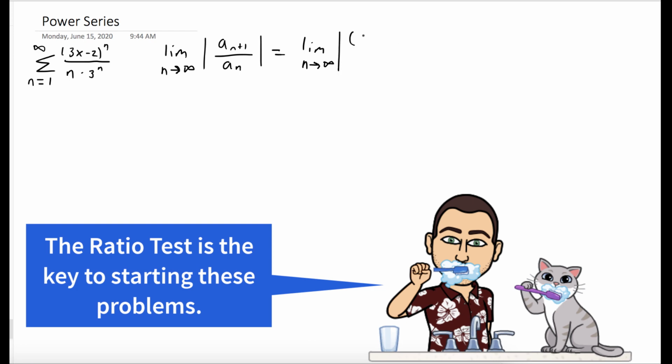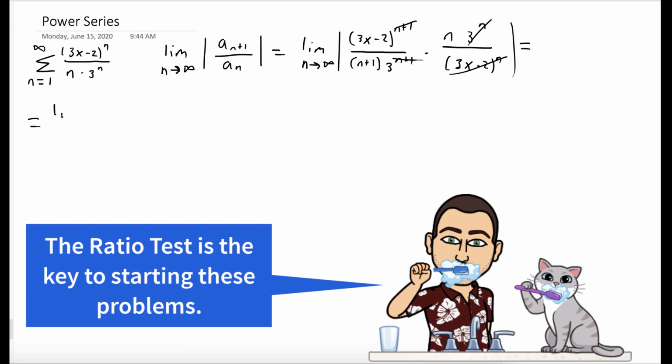When we work this out, the n plus first term is (3x minus 2) to the n plus 1 over n plus 1 times 3 to the n plus 1. Dividing by the nth term, we get n times 3 to the n all over (3x minus 2) to the n. Now notice we have a 3 to the n in the numerator and 3 to the n plus 1 in the denominator, similarly with the 3x minus 2 terms, so most of the terms cancel out, and we're left with the limit as n goes to infinity.